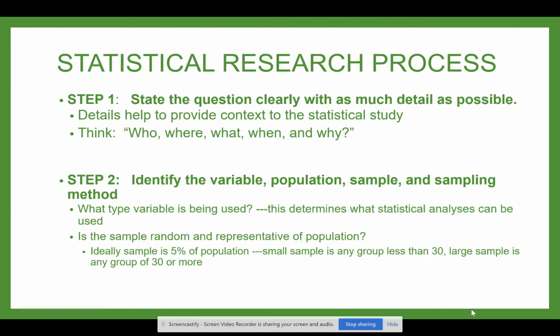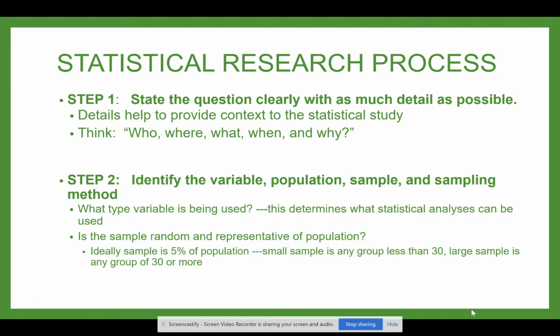Step 1 is to state the question clearly with as much detail as possible. Those details help to give context to the statistical study, and you want to think about, as you're stating the question, the 5 W's: who, where, what, when, and why.